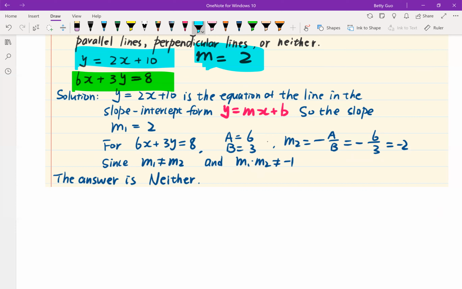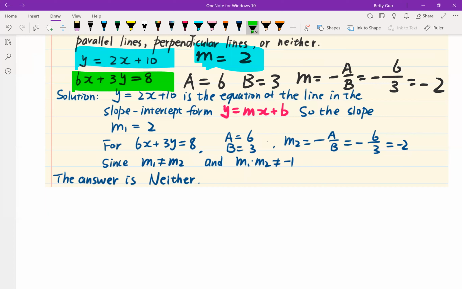The green equation, standard form. So we use this formula. A is 6, B is 3. Slope negative A over B is negative 6 over 3. So reduce, negative 2. Green equation has a slope of negative 2. The two slopes are not the same, not parallel. The two slopes do not multiply to negative 1, not perpendicular either. So the answer is neither.